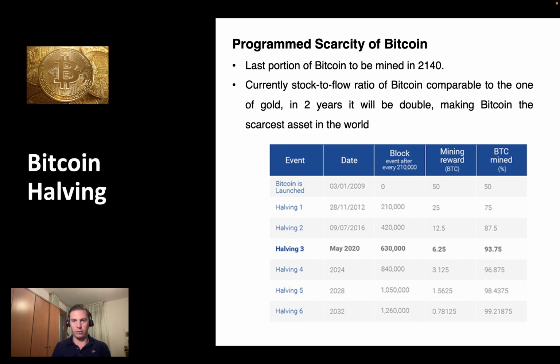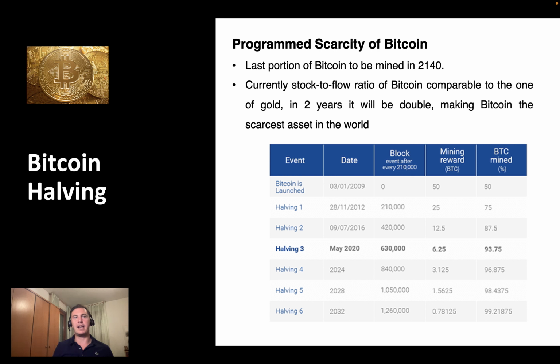I discuss why Bitcoin should be scarce in the lectures related to the monetary value proposition of Bitcoin. Here I'm just saying that the stock-to-flow ratio of Bitcoin is around 55, similar to that of gold, which is around 60. For Bitcoin, it means that the current stock of Bitcoins is 55 times higher than the inflow of new Bitcoins in a given year.